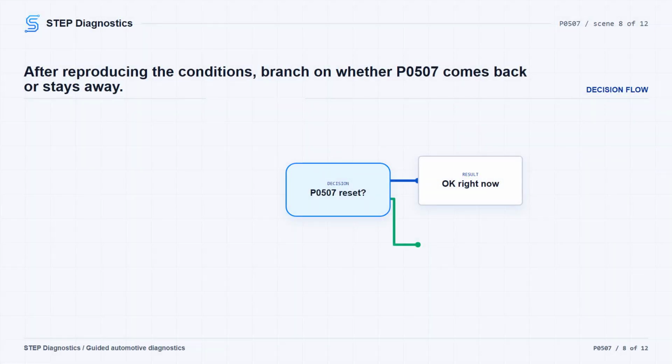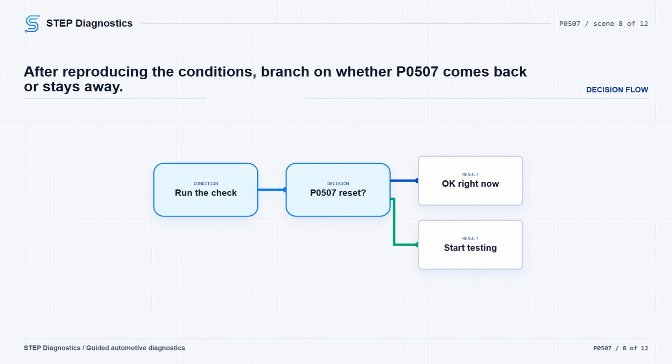After you reproduce those operating conditions, verify the fault does not reset. If it does not reset, this check is okay at that time. If it does reset, go into the testing path instead of guessing.